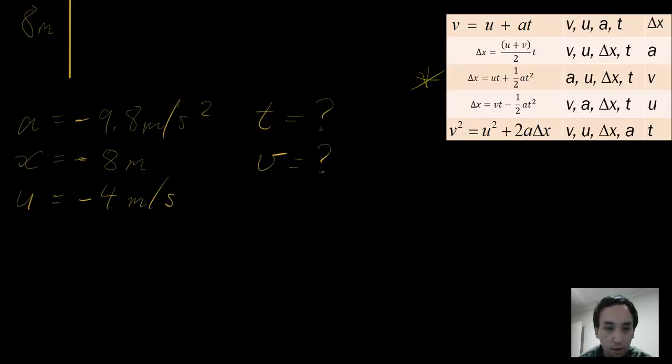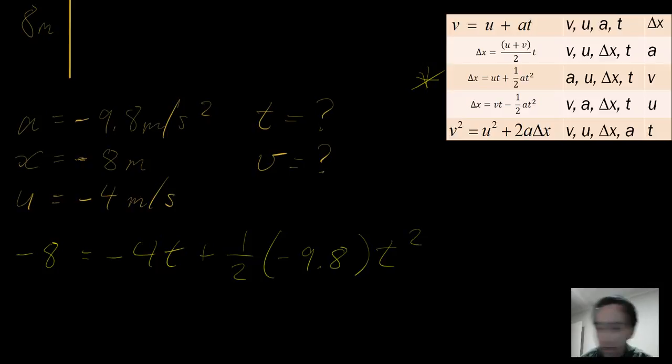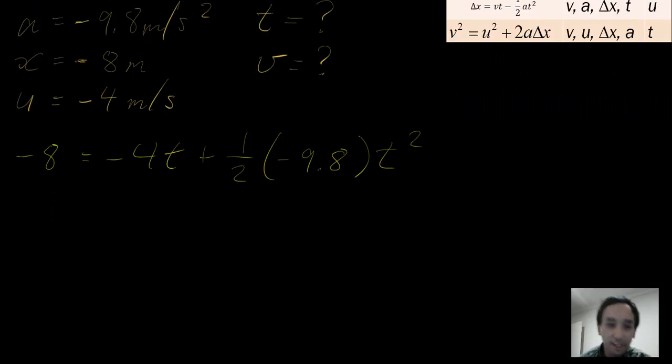So we have negative 8, so this is our x, is equal to ut. Now we have negative 4, we don't know what the value of t is. And we also have plus half a, so this is negative 9.8, t squared. Oh boy, we've got a quadratic over here. So let's get excited. Alright, now we've got a quadratic, then let's use a bit of our algebra skills here. So you want to solve a quadratic. Make one side equal to 0.